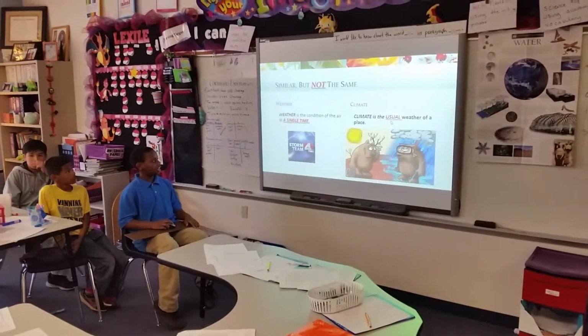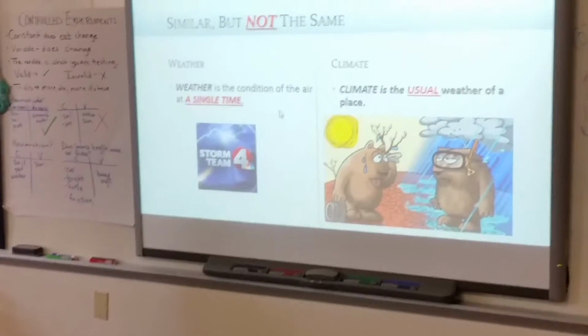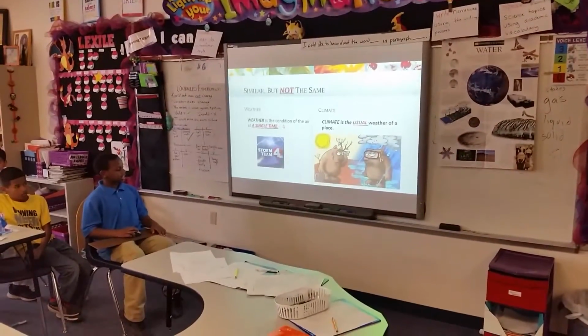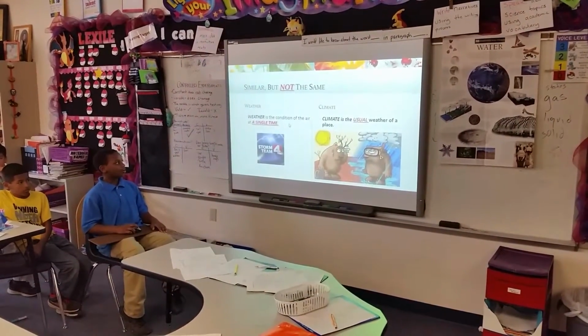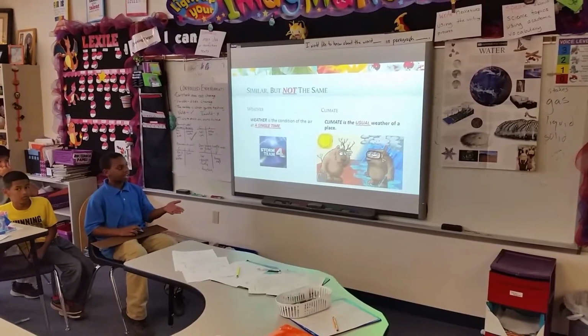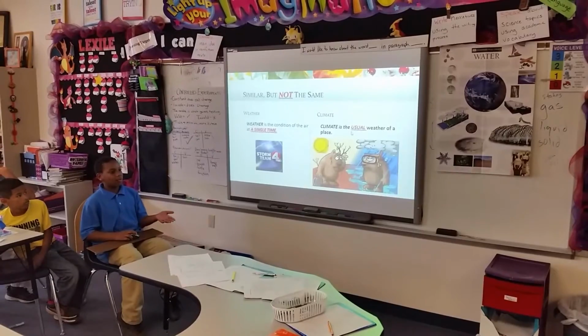And notice I underline these words because they are very important in the sentence. Weather is at a single time. So like it only happens like once or twice, something like that. But climate is like it happens for a while.